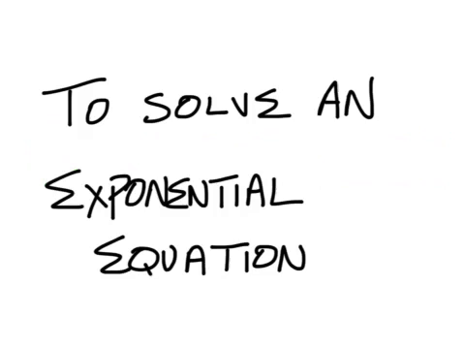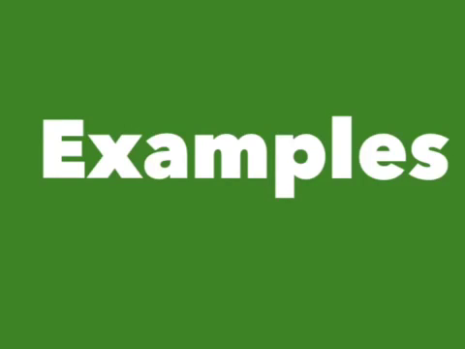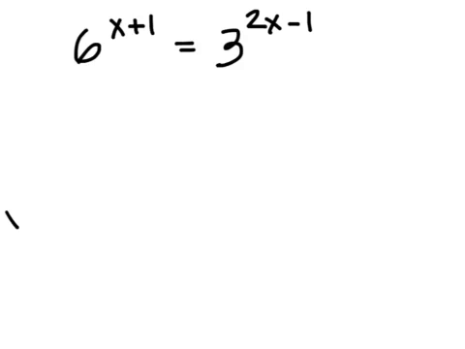The objective is still to solve an exponential equation. I have a couple of different forms today. Here is the first one. You have 6 to the x plus 1 power and 3 to the 2x minus 1 power. Changing base on this would be rather difficult, so we're going to try it this way.